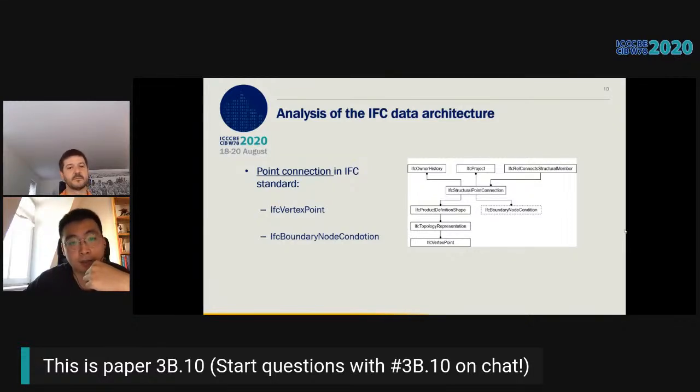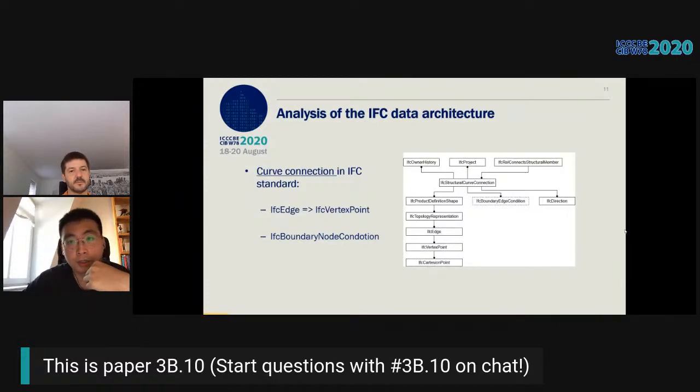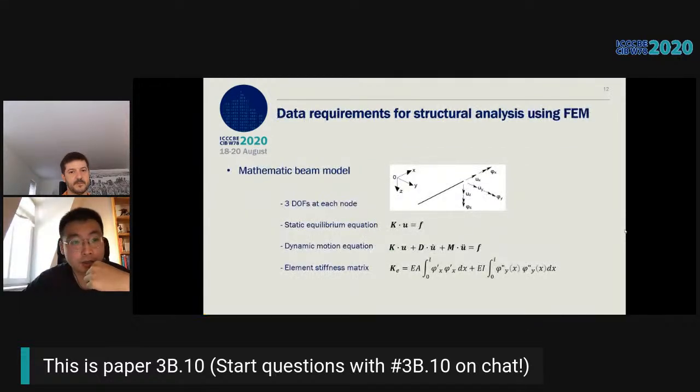This kind of connection is defined by entity IFC structural point connection, where the coordinates and the possible boundary conditions are referenced. It is to be noticed that point connection is also applied in the connection between 1D and 2D building elements, and a curve connection is coupling definition between 2D building elements. Direction, coordinates, and boundary conditions are involved in this data structure. The IFC data architecture analysis is completed.